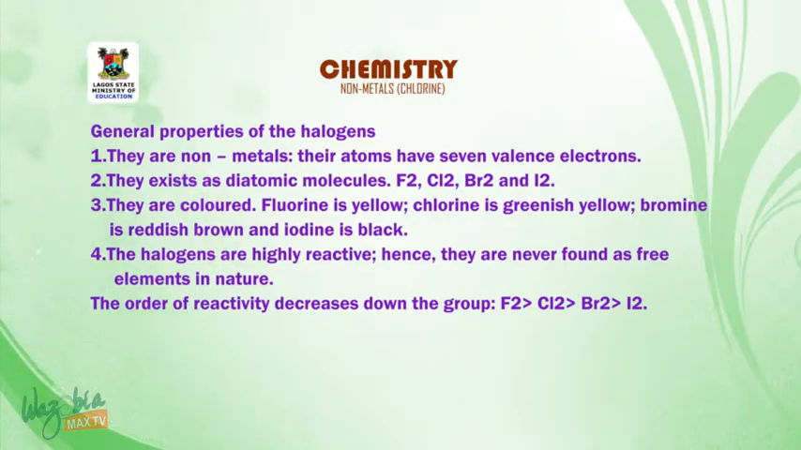Number 4. The halogens are highly reactive. Hence, they are never found as free elements in nature. The order of reactivity decreases down the group. That is, fluorine is the most reactive and iodine is the least reactive.